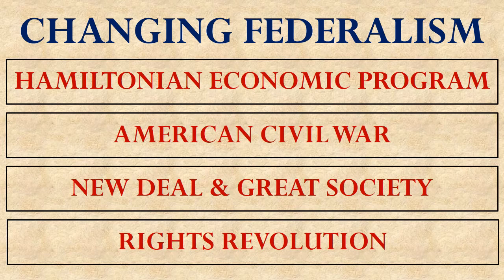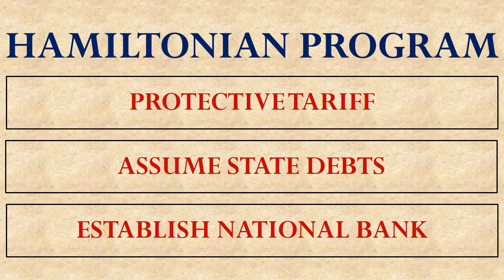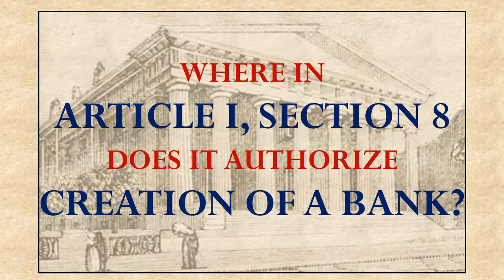The first of those events that we began to consider was the Hamiltonian economic program. The Hamiltonian economic program, which we began to discuss in our last lesson, included three elements: a protective tariff, the assumption of state debts, and the establishment of a national bank. It was the establishment of the national bank that we focused on in the previous lesson. And we asked whether or not there was a power in Article 1, Section 8 of the Constitution that would authorize the creation of a bank.